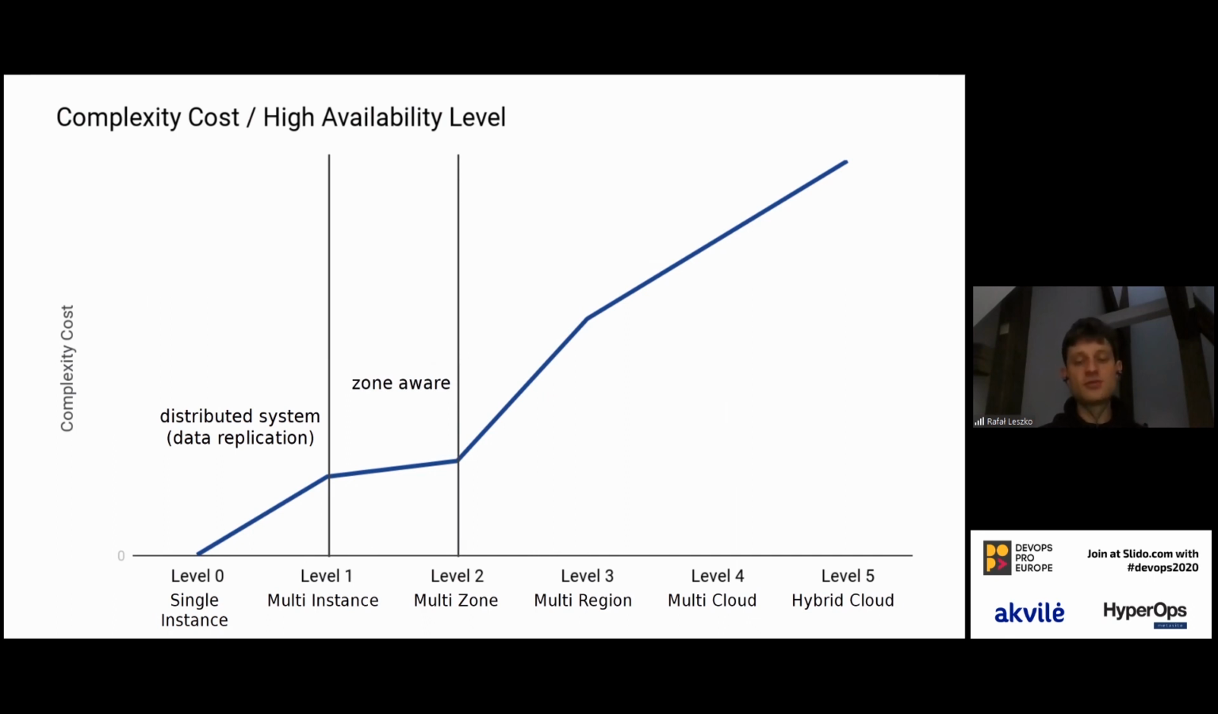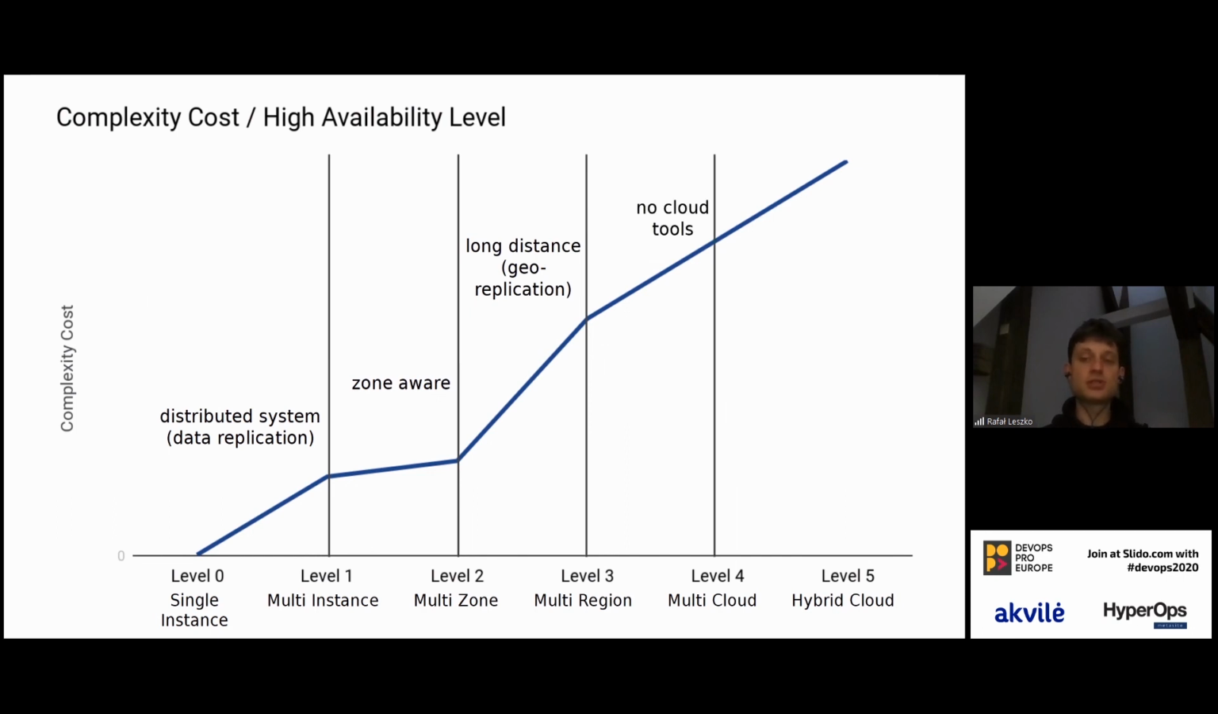But going from multi-zone to multi-region is a big step, because you have long distance, which means you need asynchronous replication. Another big step is from multi-region to multi-cloud, because you cannot use cloud tools. And as a last step, hybrid cloud is super complex because you have to own the infrastructure, which is another level of complexity.